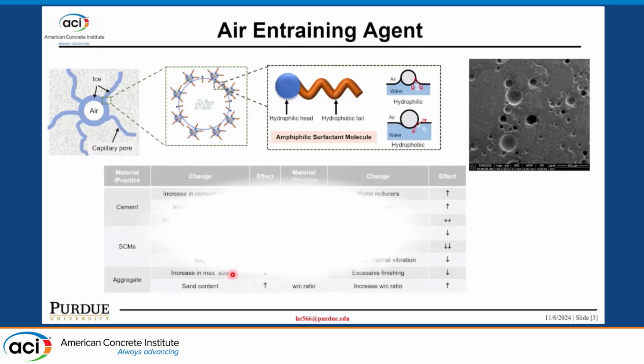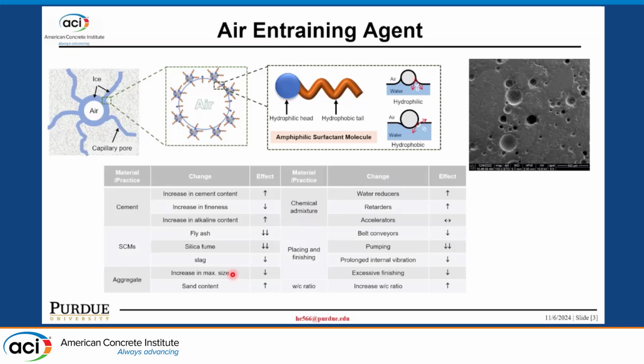Everyone knows that. However, a big issue is the effectiveness of the AEA is very unstable. There are so many factors that can affect the effectiveness of the AEA. Normally, if we design a concrete mixture in the lab, we have a very nice air void distribution and very nice air content, right? We have very good freeze-thaw resistance. Then if we move to the field, everything changes: temperature, material, aggregate. Then we find the air may not meet the requirement, and the air void is not stable.